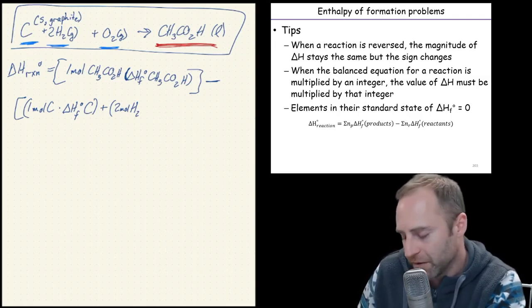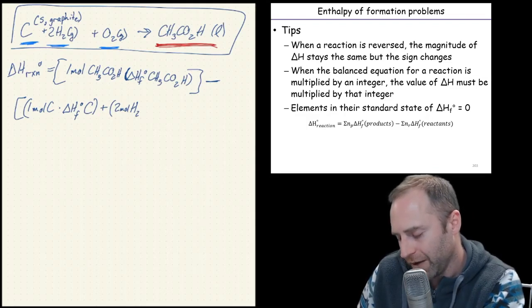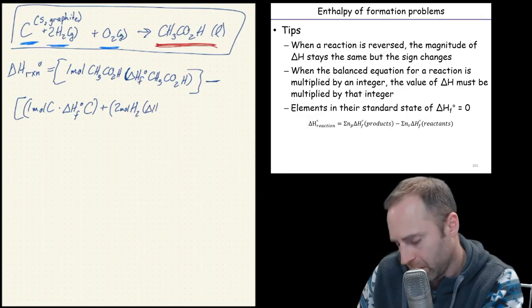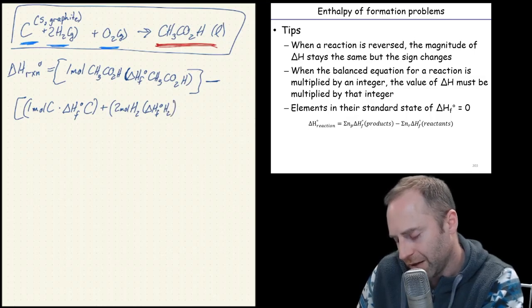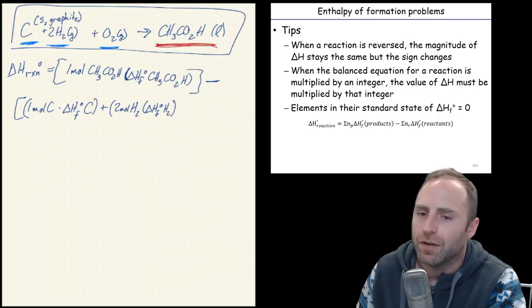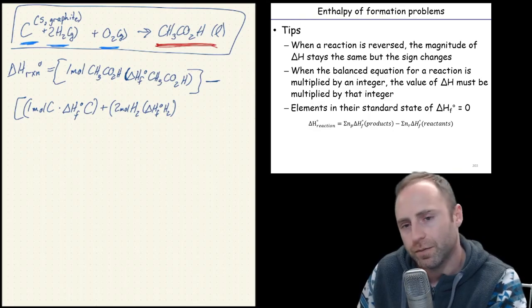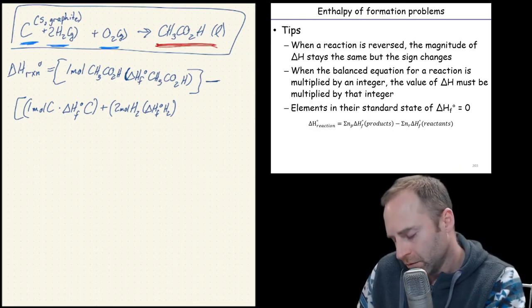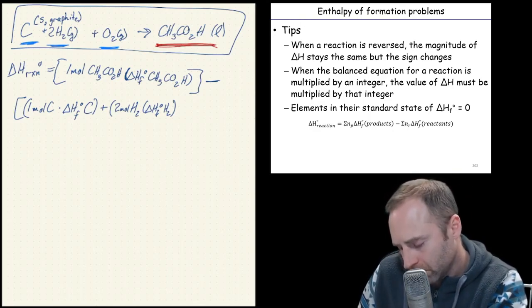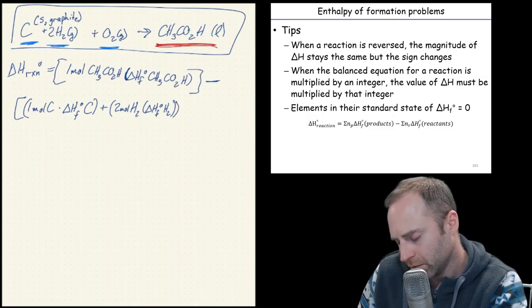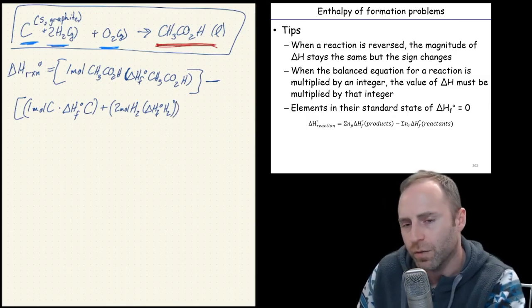So I've got the 2 moles of hydrogen, and what am I going to do with that? Multiply by the change in enthalpy of formation of hydrogen. That's right. Multiply that by the change in enthalpy of formation at standard state for our hydrogen. Close that parenthesis. What should I do next?